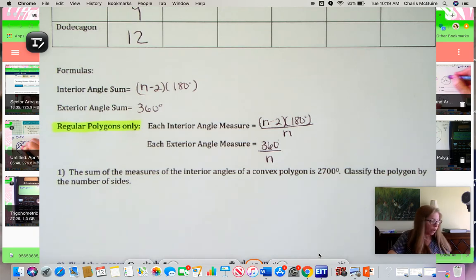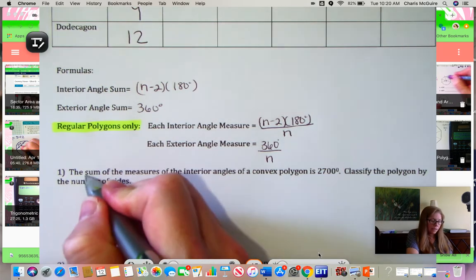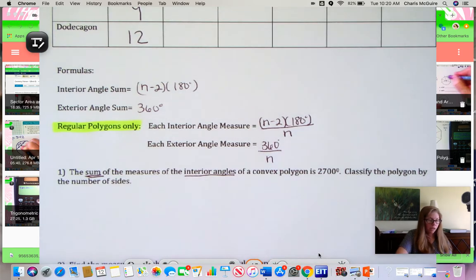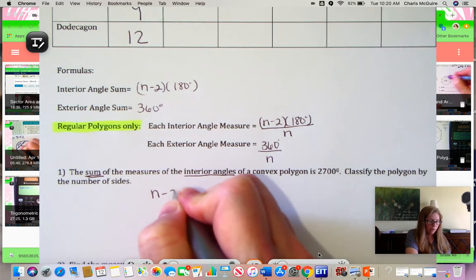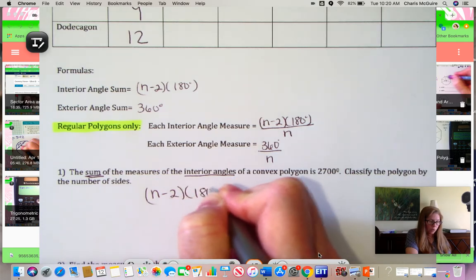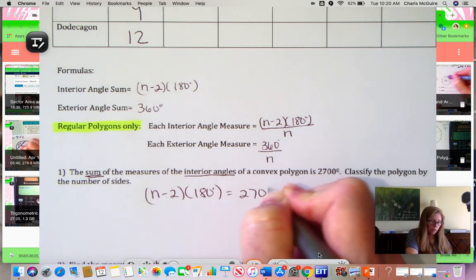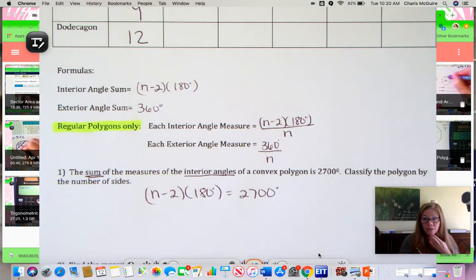All right, so I have 5 problems for us to work on together. We're almost there, my friends. So number 1, it says the sum of the measures of the interior angles of a convex polygon is 2,700 degrees. Classify the polygon by the number of sides. Classify means tell us the name of the polygon, right? When you name the polygons by their number of sides. So they are giving us the sum of the interior angles. So they are giving us n minus 2 times 180 degrees equals 2,700. You go ahead and solve that, please.